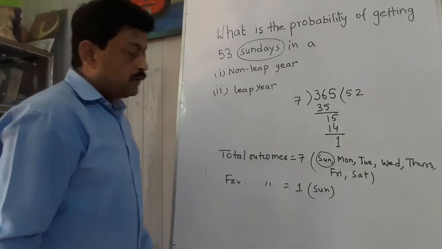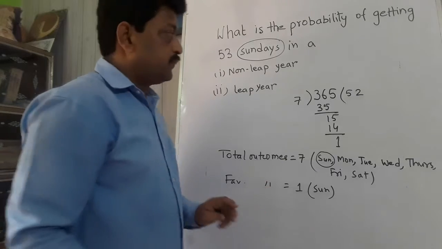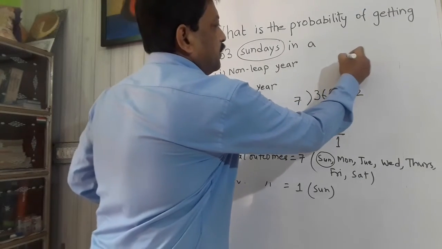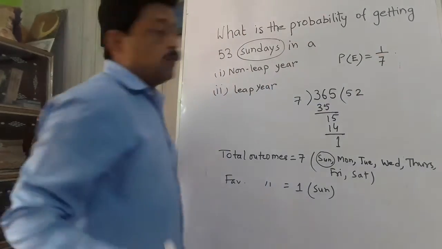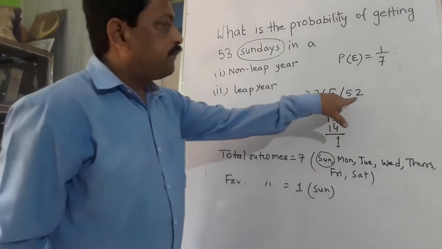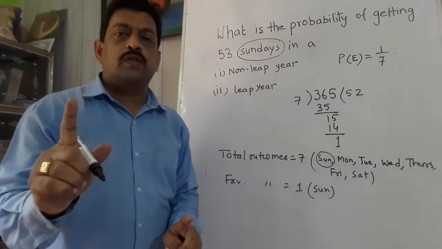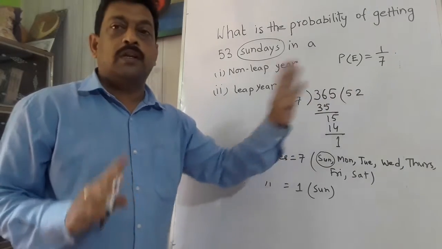Therefore, the probability that this day will be a Sunday is equal to 1 upon 7. Once more, let me explain the question. In a year, there are 52 weeks, so 52 Sundays will obviously come. It is certain. 52 Sundays will come.